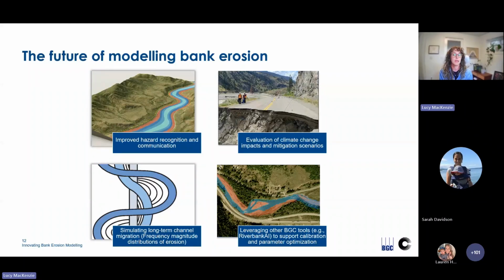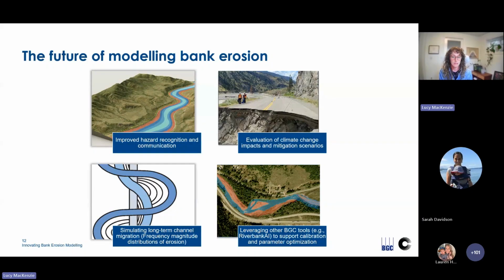Running the model in this way allows us to generate frequency magnitude distributions of bank erosion, which will provide a statistical picture of bank erosion magnitude. Much like frequency magnitude relationships created for flooding, these distributions can further support planning and risk assessment in river corridors.